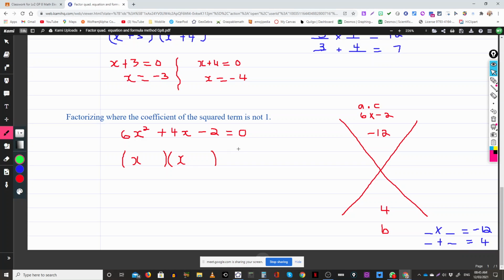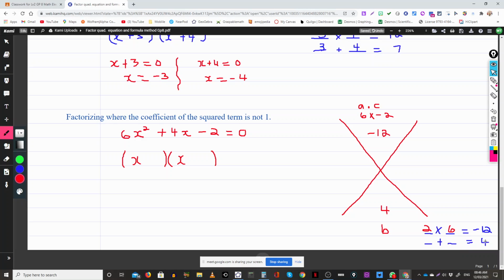Alright, so you need two numbers which when you multiply, it gives you negative 12, and when you add, it gives you 4. Which two numbers? Well, let us play around with it. We know that when you multiply 2 and 6, it gives you 12, right? But I need a negative 12. So if I change any one of these to negative, it will give me a negative. But remember this, that when you add them, they should give you a positive 4.